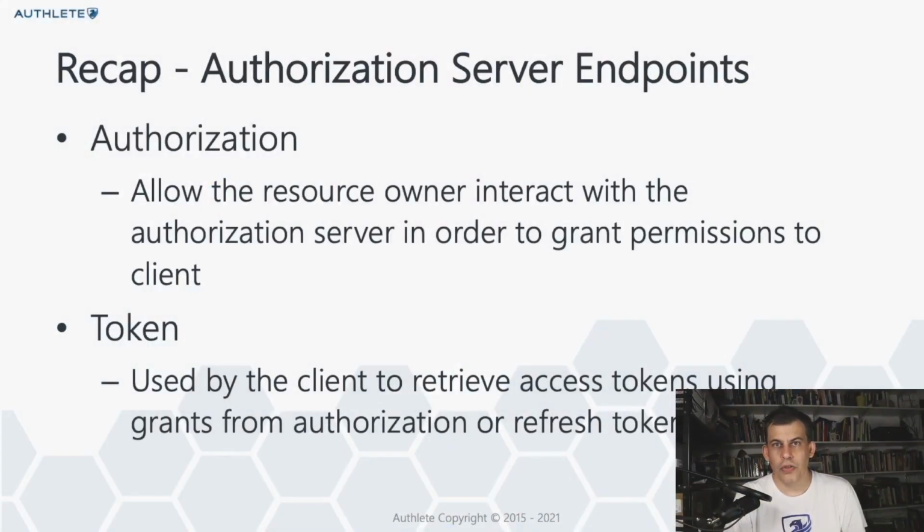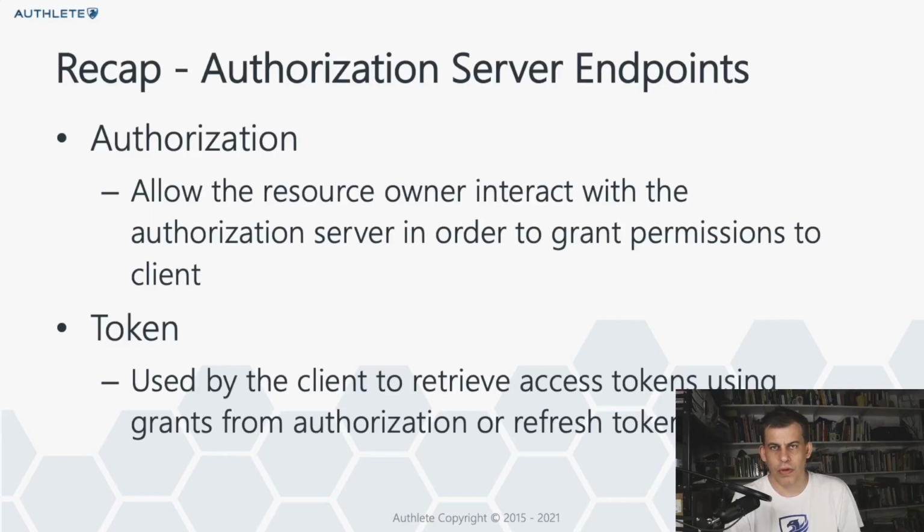When I presented the general structure of OAuth, I told you that the authorization server must implement two endpoints. One is the authorization endpoint, another one is the token endpoint. The authorization endpoint allows the resource owner, the owner of the protected resource, to grant the client the permissions to do it. And the token endpoint allows the client to interact with the authorization server to pull the access token from it.